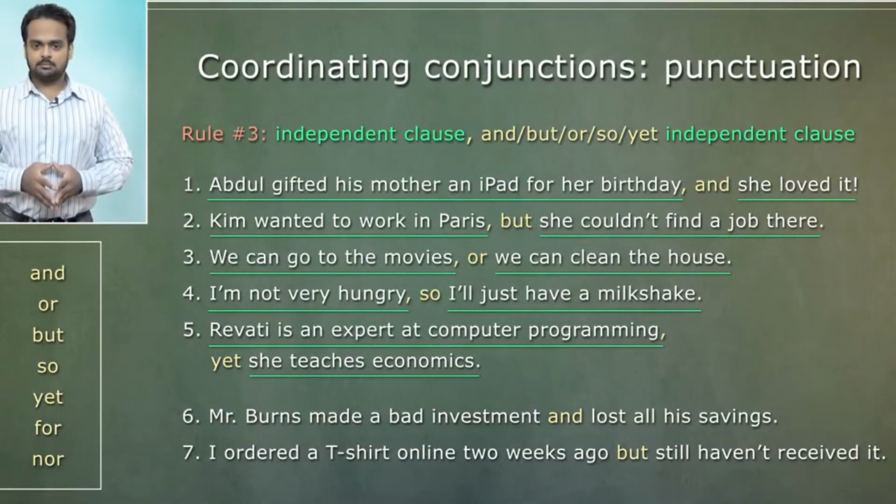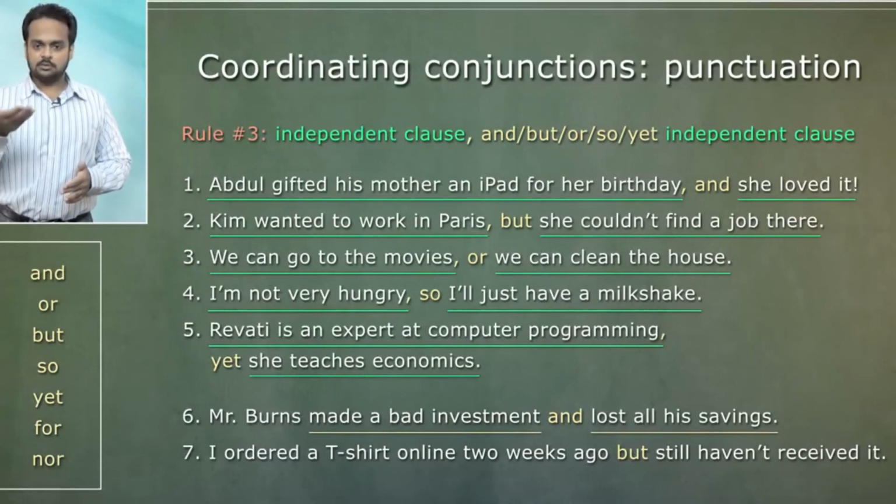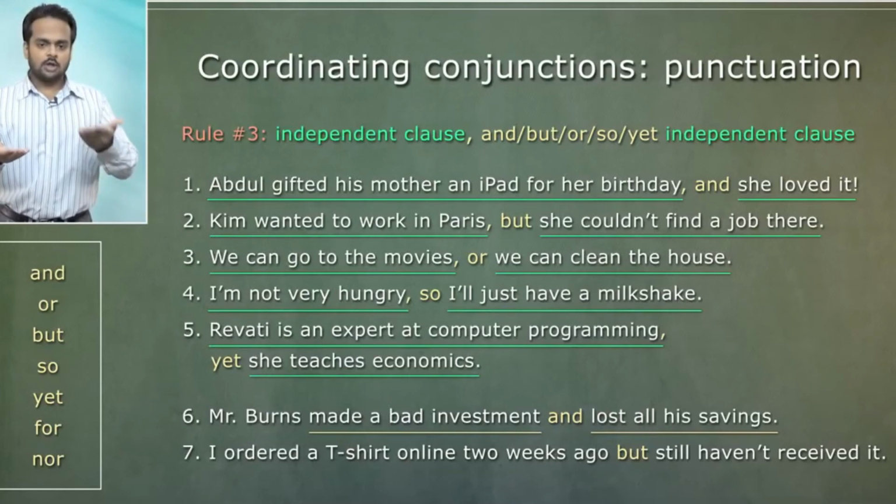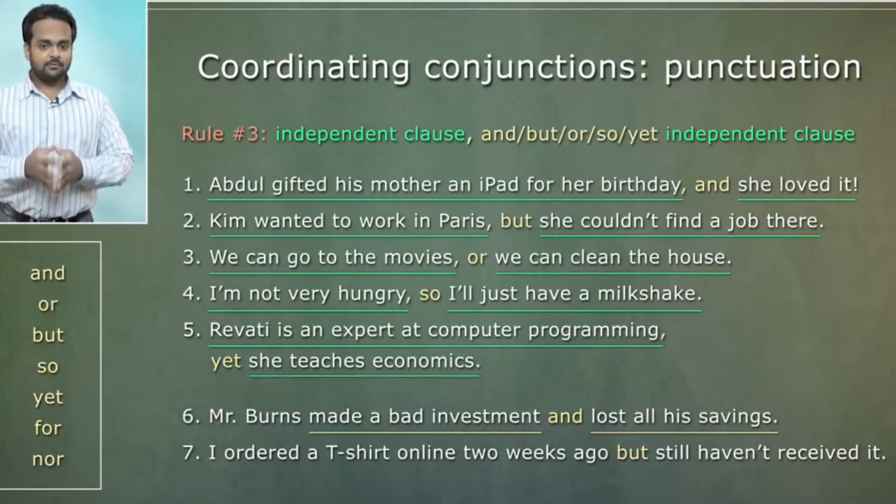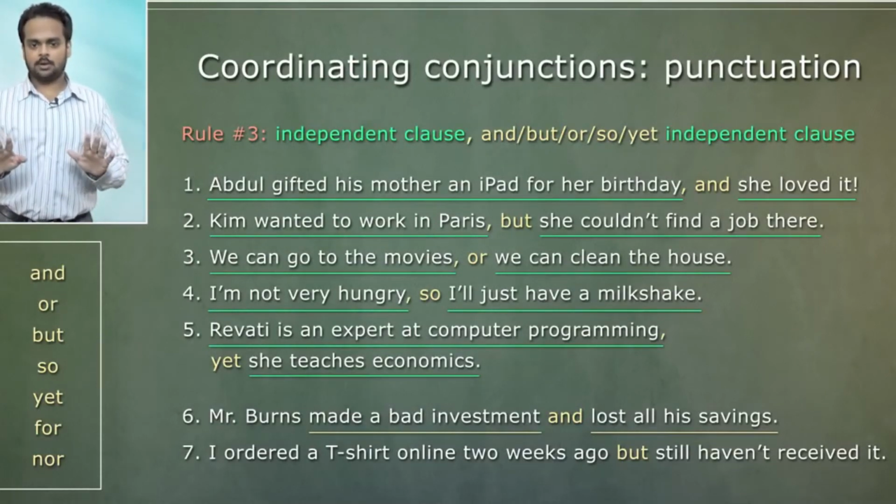In number 6, Mr. Burns is the subject, followed by 2 verb phrases. Made a bad investment is 1 verb phrase. Lost all his savings is another verb phrase. Remember the rule? If a conjunction only connects 2 words or phrases, no comma.